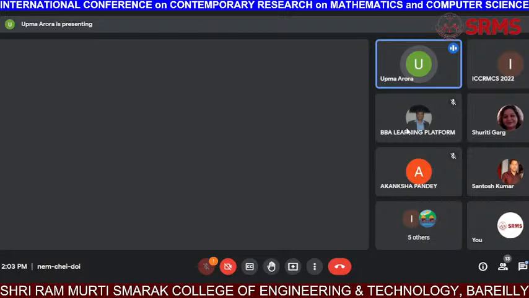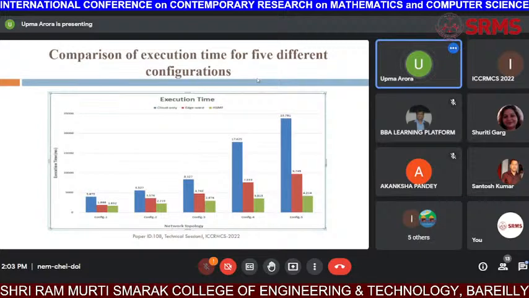So for the result purposes, what we have done is we have taken 5 configurations. For each of the 5 configurations, I need to tell that we have developed this model. We have executed this model on a case study, taking a subset of the case study, a thousand vectors only.